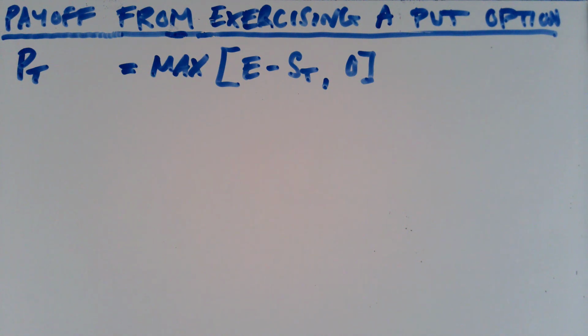What about the exercise price? Well, the higher the exercise price, the more valuable this option is. And so you see it's exactly the opposite of the call option, where you wanted your strike price or exercise price to be lower. And what happens if E, the exercise or strike price, is less than S sub t? Well, that left-hand term becomes negative, and so the max of those two terms would then be zero, and your payoff would be zero.